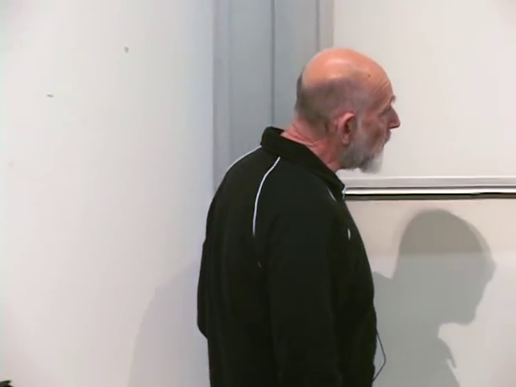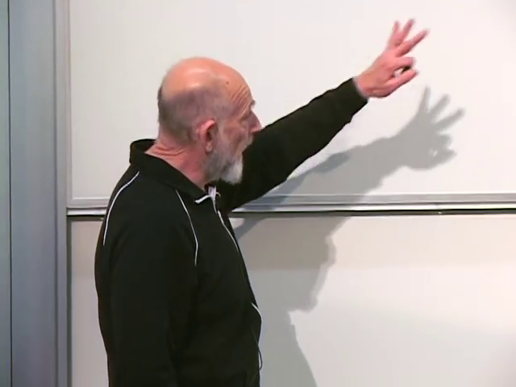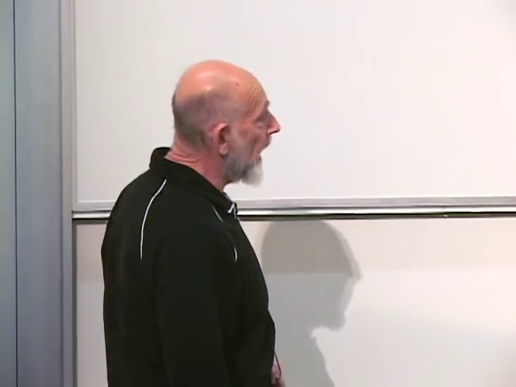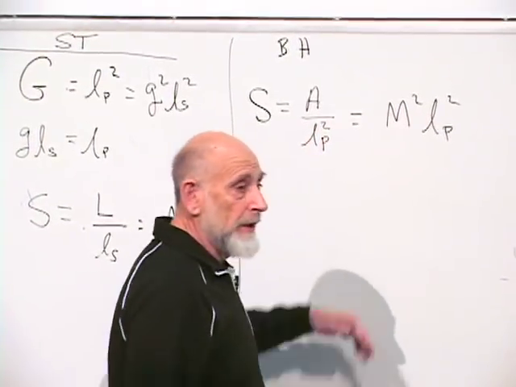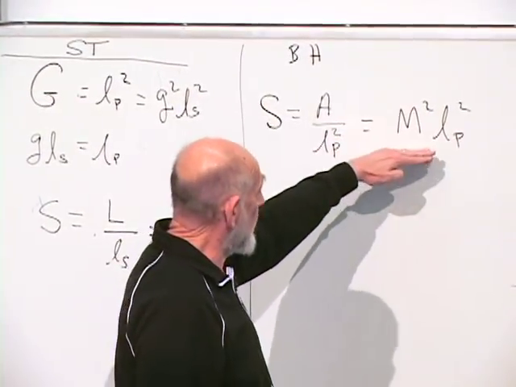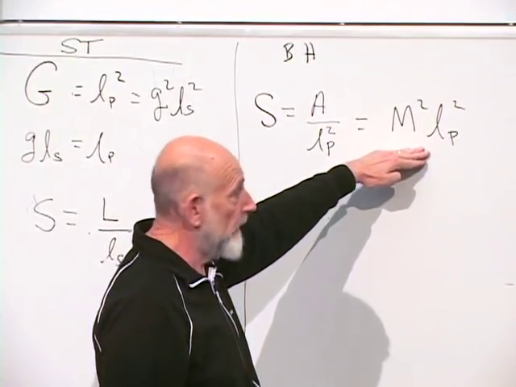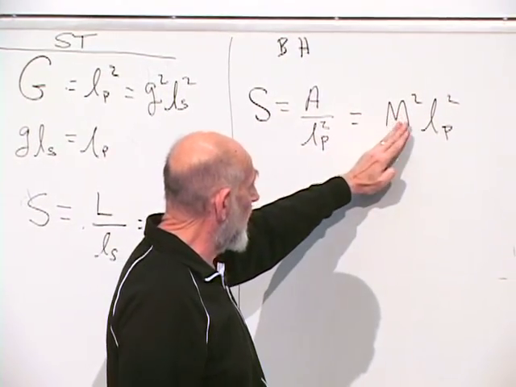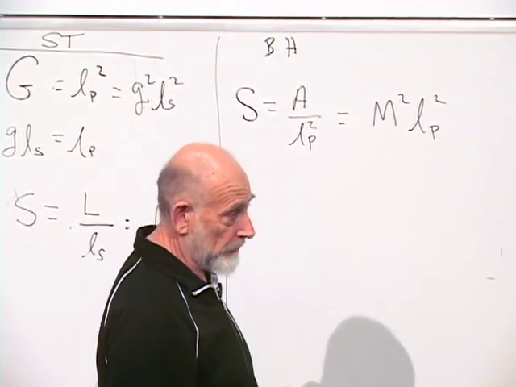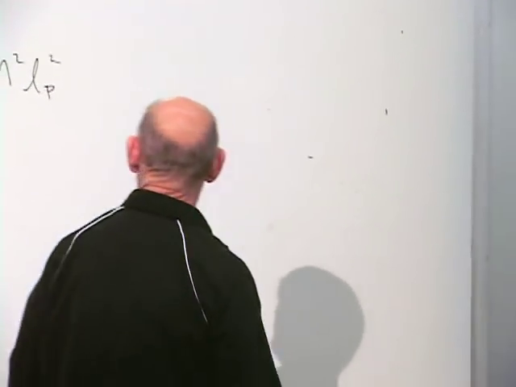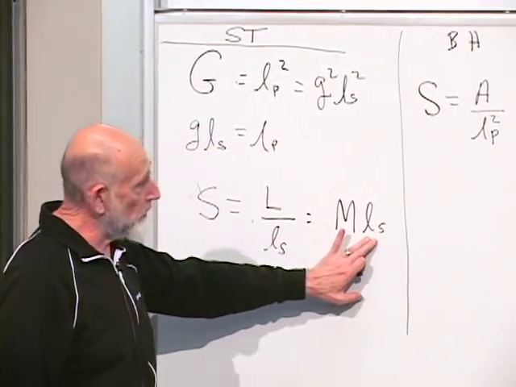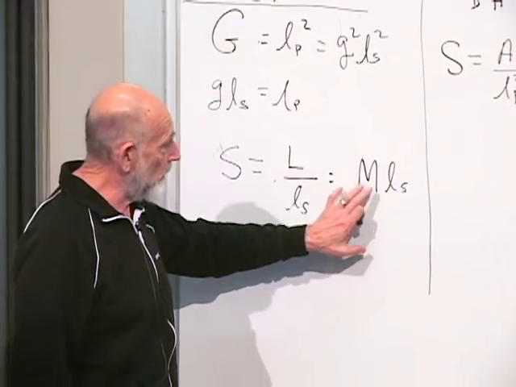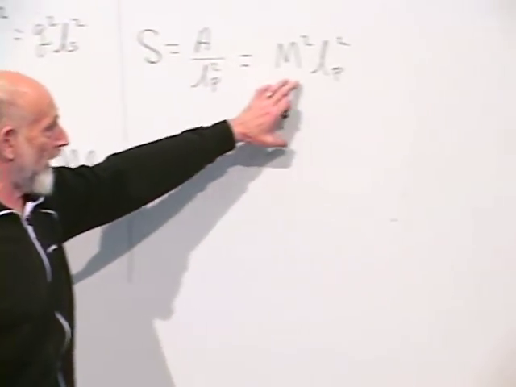All right. The first thing has to do with the entropy of a black hole. I'm not going to use this formula because that's the formula I'm going to try to prove. The target is to prove this formula, that the entropy of a black hole is m squared L Planck squared, using the fact that the entropy of a string is m times L string. That's what we're going to try to do. Use this fact to prove this fact.